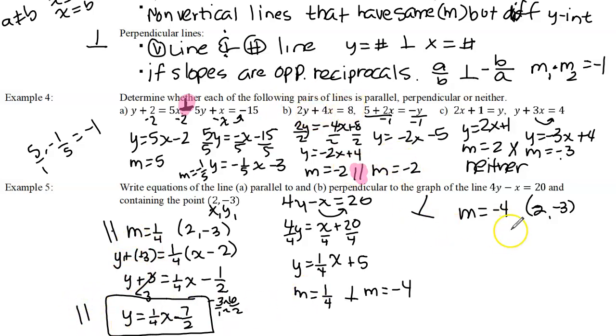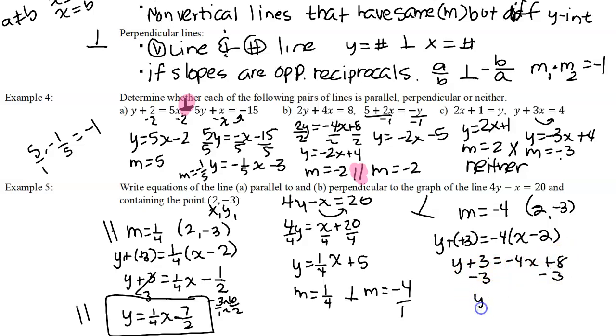And over here, we'll do the same thing with our perpendicular line. So we're going to use the opposite reciprocal of 1/4, which is -4/1, or just -4. So we'll do y minus -3 equals -4 times x minus 2. Clean it up and distribute. So y plus 3 equals -4x plus 8. Subtract 3, and we get y equals -4x plus 5. And this would be our perpendicular example.